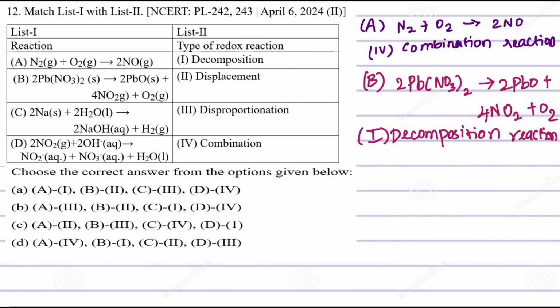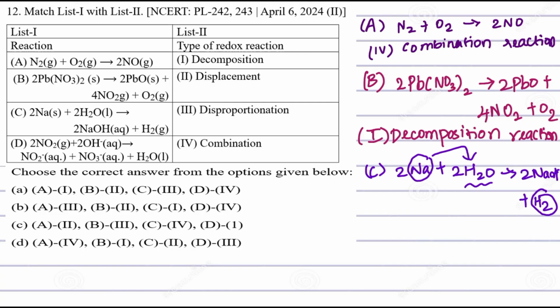Next is option C, 2Na plus 2H2O gives 2NaOH plus H2. In this reaction, sodium displaces hydrogen from the water molecule and H2 gas is evolved. So, this is a displacement reaction. So for option C, the correct match is 3. Then going to the last option, option D.